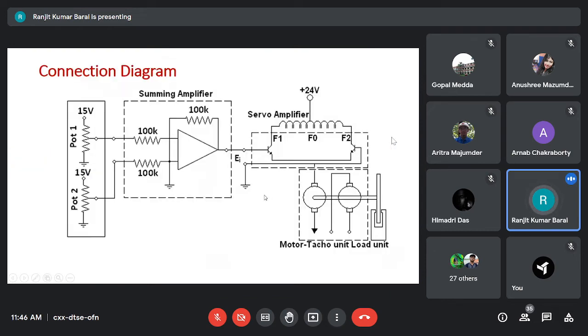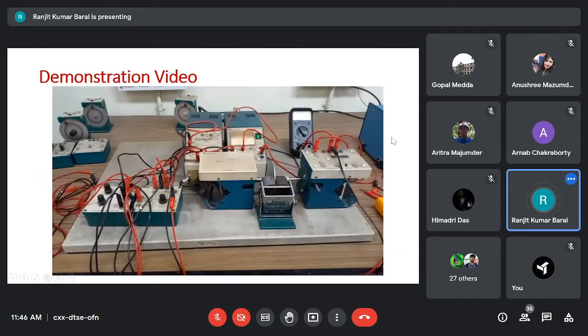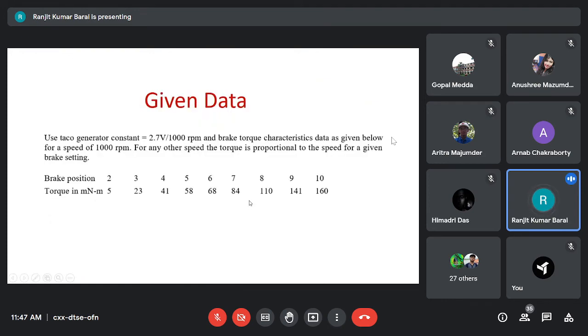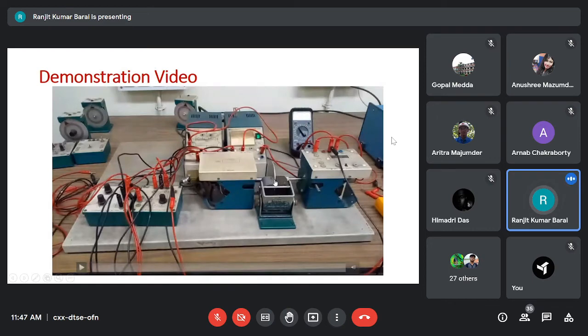So from that conception, we can say that at a particular brake position, the brake position is, you can see, a notch. We'll see in the video that there are various brake positions 2, 3, 4, 5 up to 10. Brake position 10 means the disc is fully inside the air gap. Maximum torque is being generated by the motor, this is our motor, to overcome the retarding torque developed by the magnetic brake.